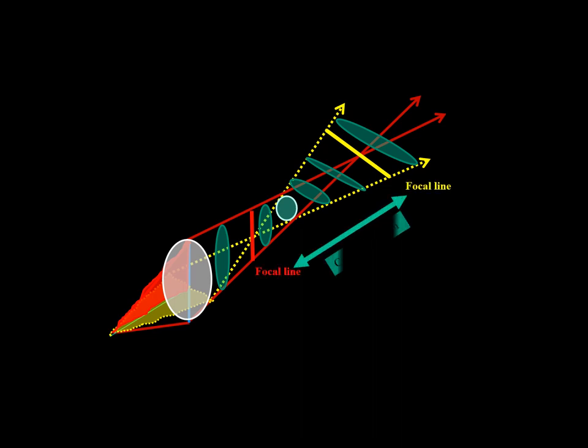The first one is called the first focal line, the second one is the second focal line, and the circle is the circle of least confusion. The distance between the focal lines is known as the conoid of Sturm.